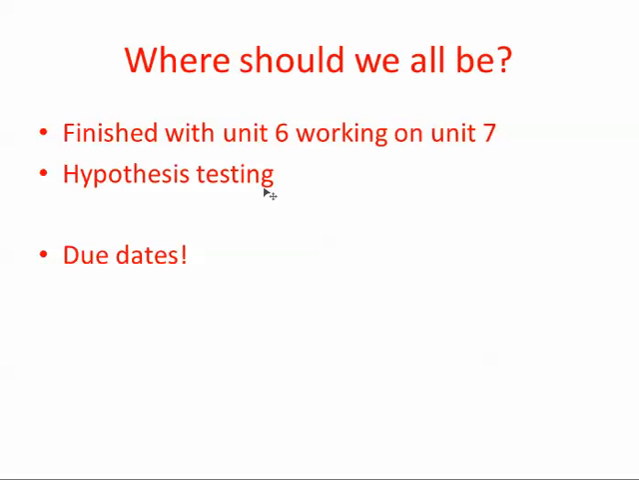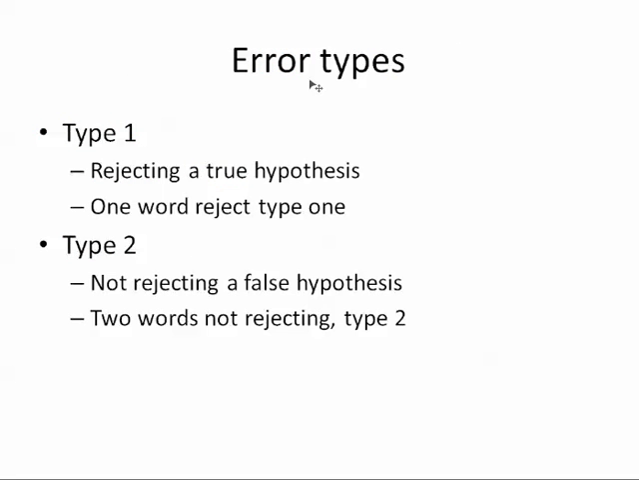We're finishing up some concepts with hypothesis testing, and I want to make certain I cover a topic that I've seen on the AP Statistics test a couple of different times. Okay, error types. I've seen this one on a couple of different tests. The different types of errors that we could be looking at are a type 1 error or a type 2 error. A type 1 error is rejecting a true hypothesis.